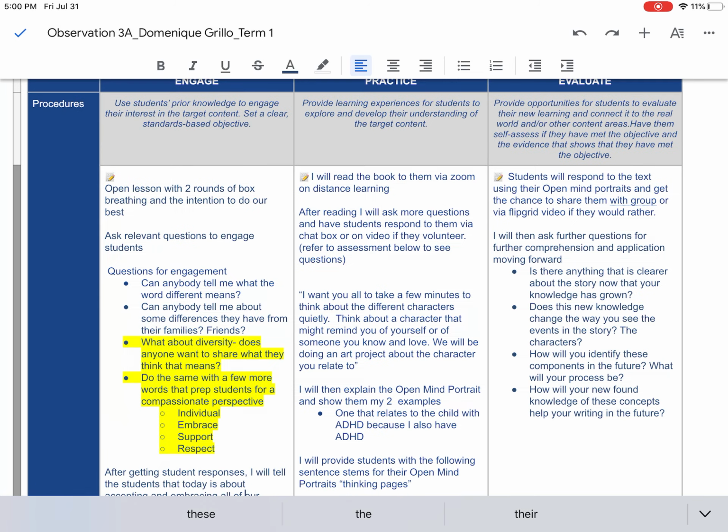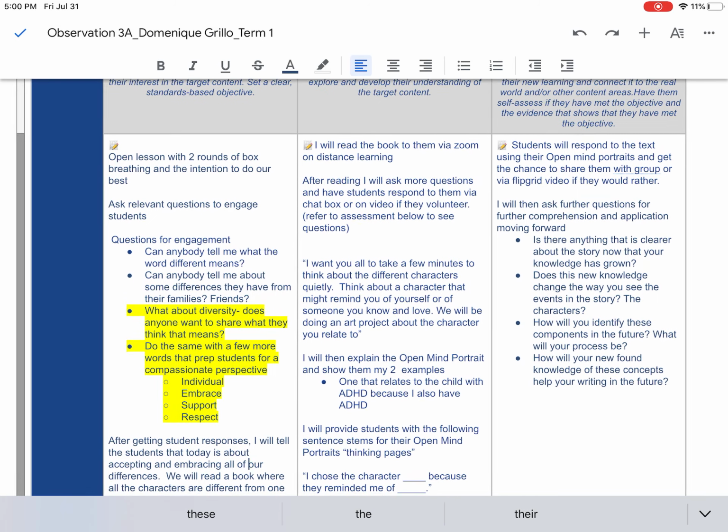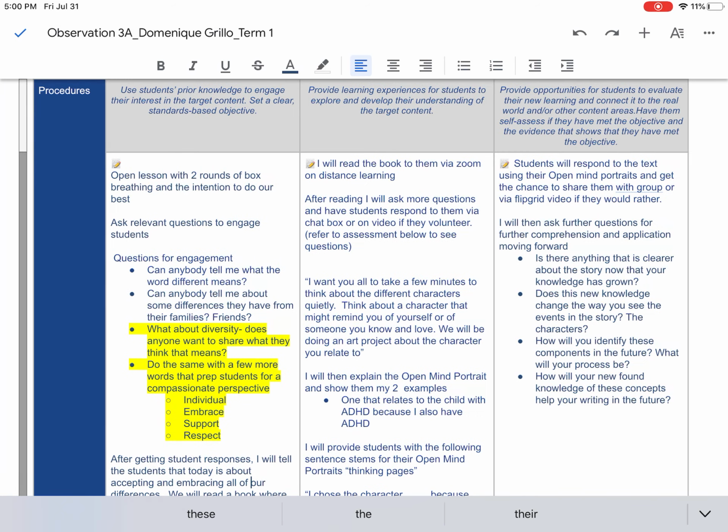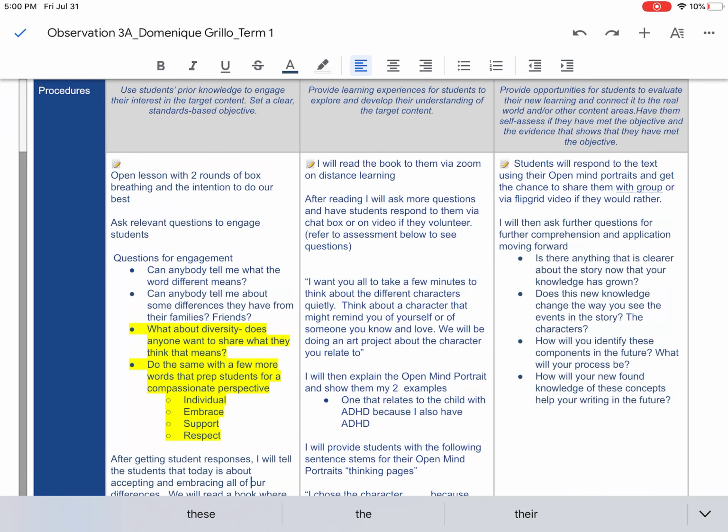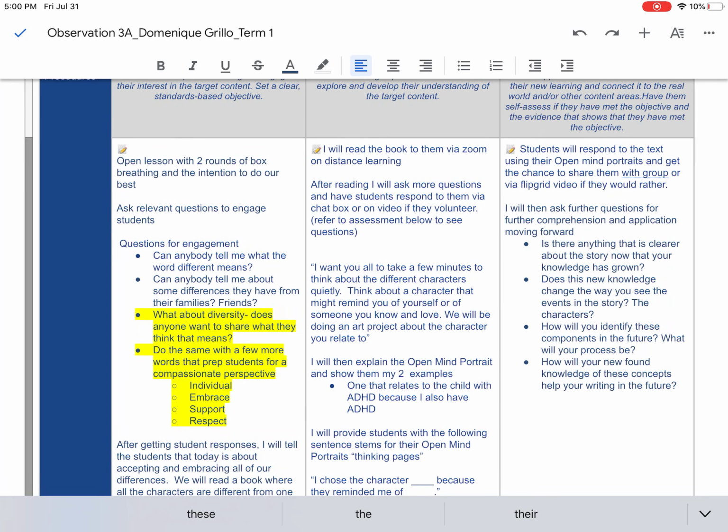I want to include mindfulness and meditation in whatever lessons I can. My goal is to do it every day, maybe in the morning, but then also in transitions to lesson. We're on low battery. I think we'll make it.